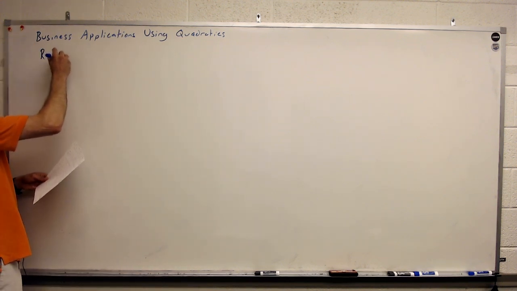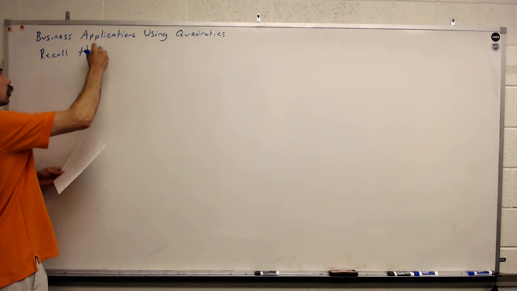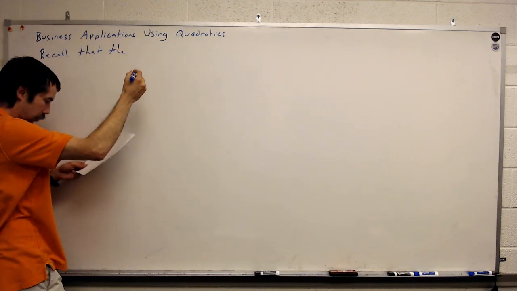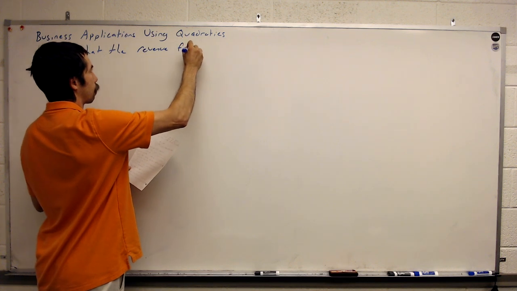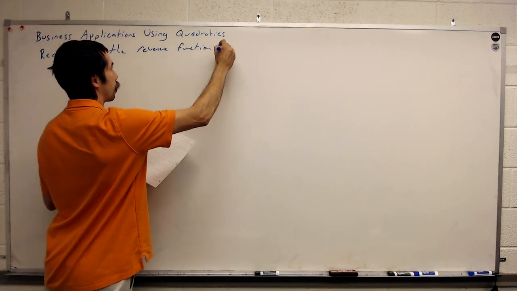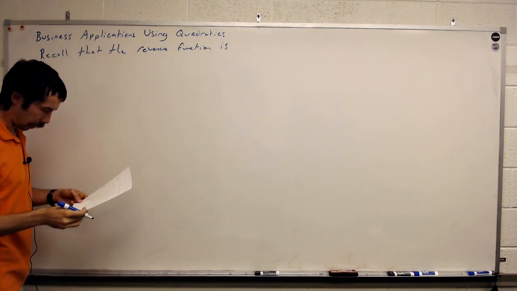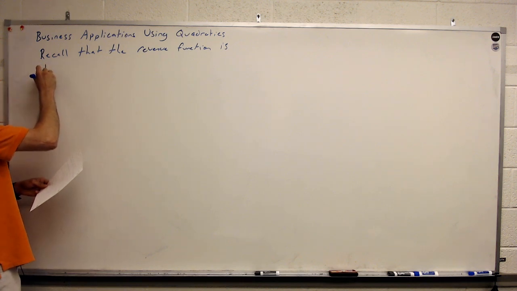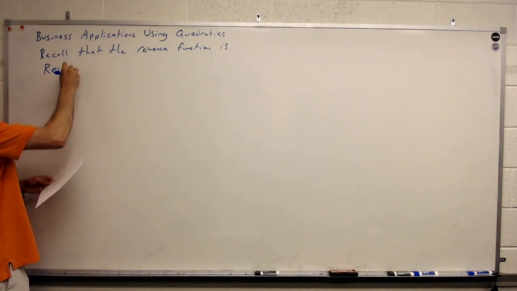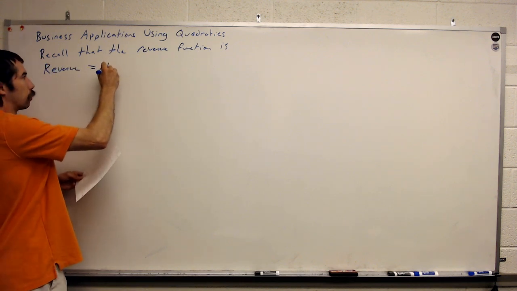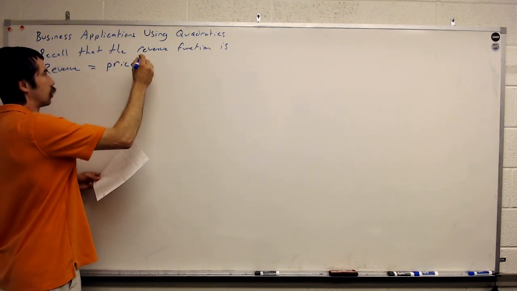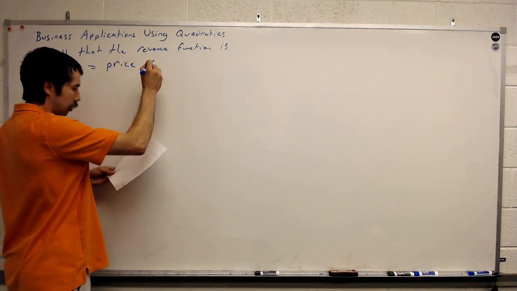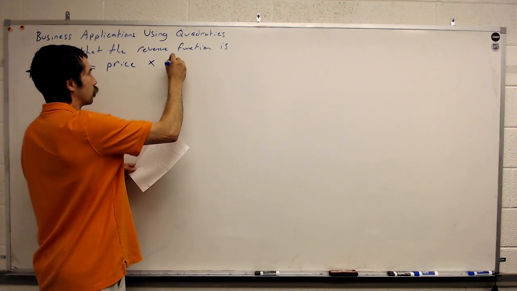Recall that the revenue function is revenue equals the price of the object times the number of units sold.